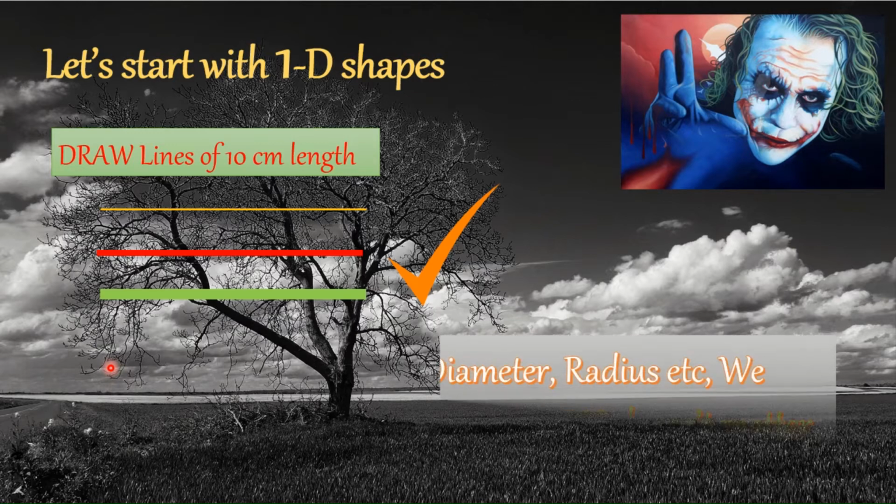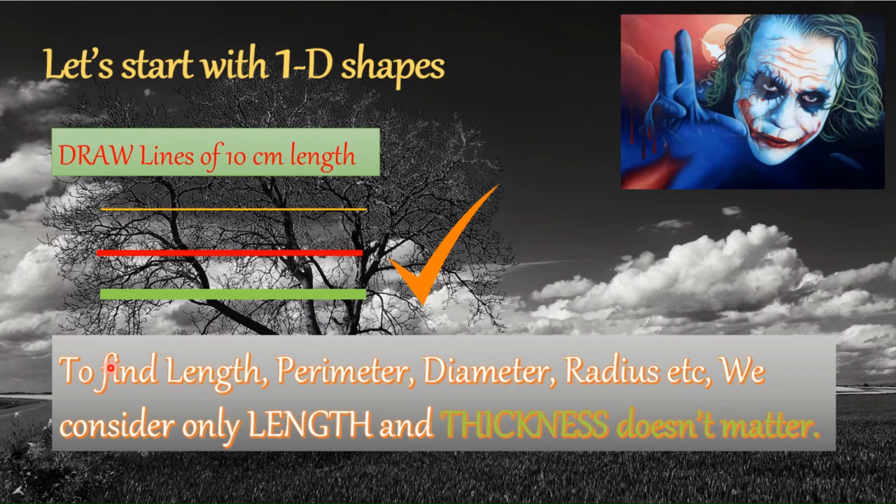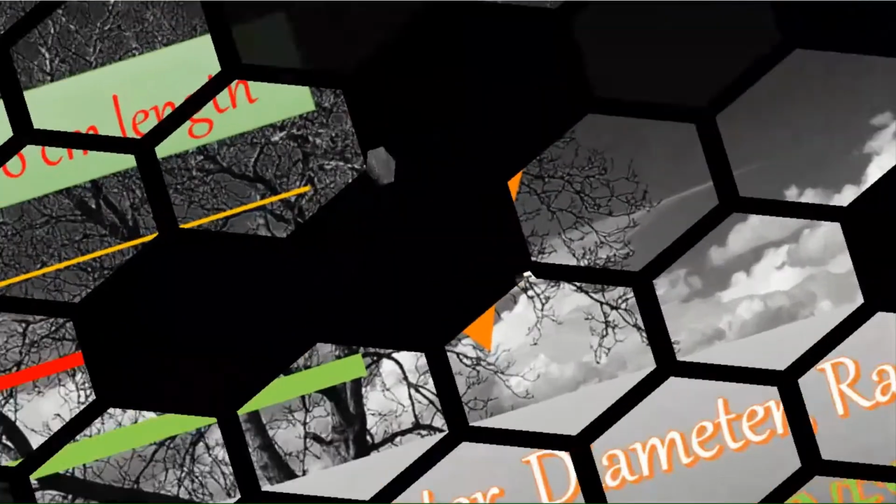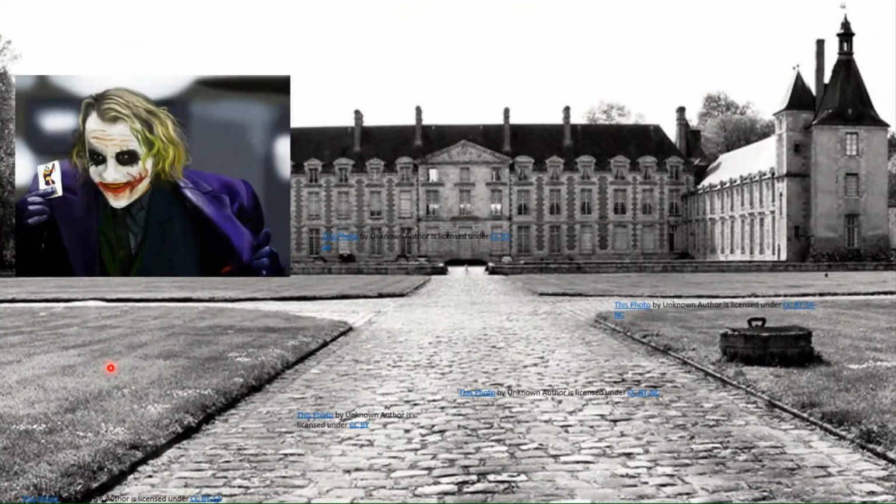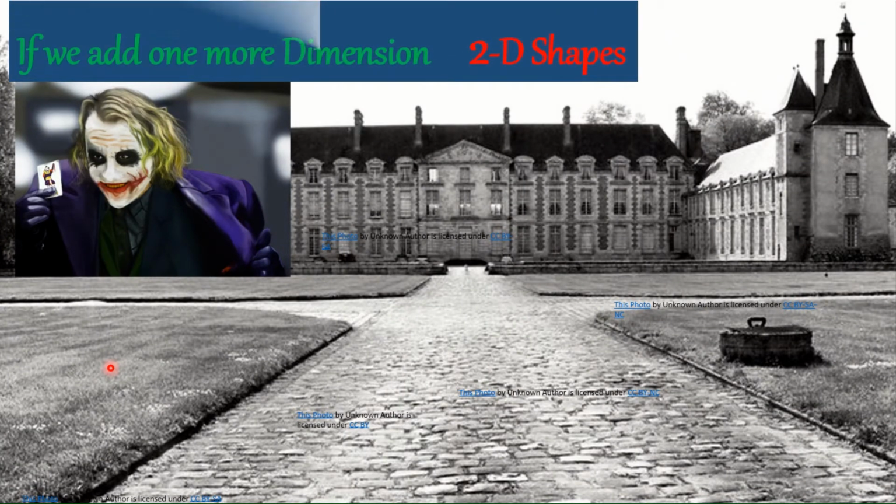Yes, all of them are correct. That means to find length, perimeter, diameter, radius, etc., we consider only length and thickness does not matter. That means we are considering just one dimension. Okay, suppose we add one more dimension, then what do we measure? We measure areas.